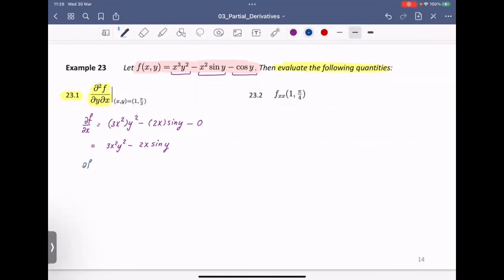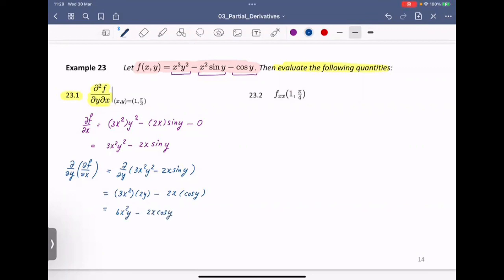And then you can take one more derivative, with respect to y, of this function. So it's going to be 3x squared, keep it, and then y squared becomes 2y, and then minus 2x, and differentiating sine, you get cosine. Pretty simple. So the answer is 6x squared y minus 2x cosine y.